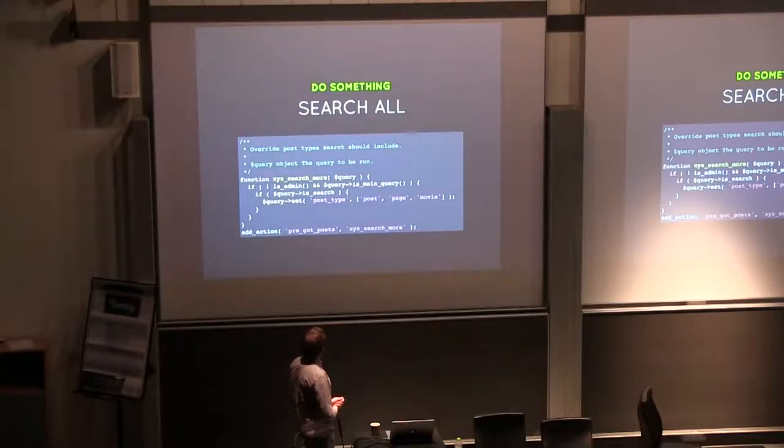So all this is doing is saying, well, let's make sure that we're not in the administration panel, and we're making sure that this is the main query and not another query we've made. And we're making sure that we're on the search page because we don't want to screw up any other pages. Then we set the post type of the query to posts, pages, and movies. And that is how that works.